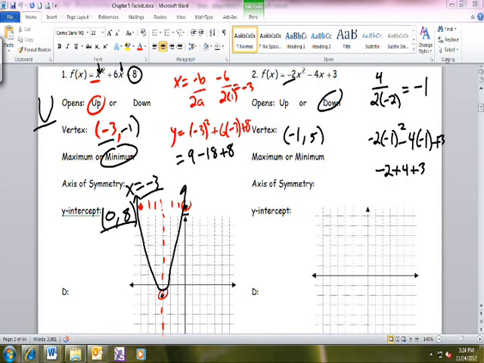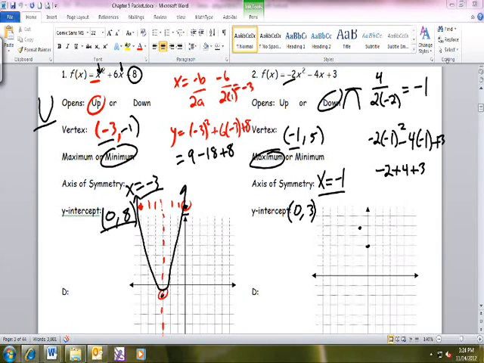Opens down, so we have a maximum. Axis of symmetry, x equals negative 1, because that is the x-coordinate of our vertex. Our y-intercept is always 0, c, and c is 3. Plot everything we know. Negative 1, up 5: 1, 2, 3, 4, 5. And then we plot our y-intercept of 0, 3: 1, 2, 3.